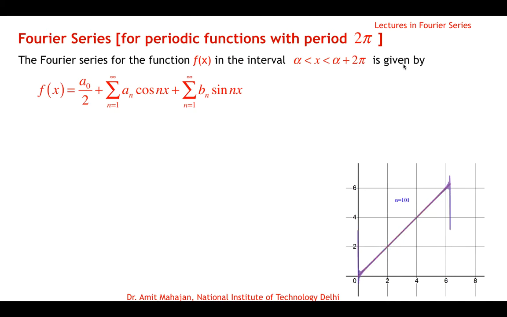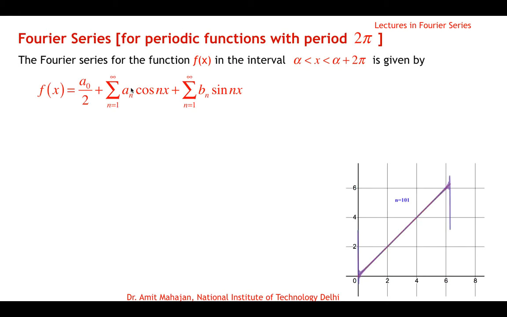2 pi is given by this series, where alpha can be any number and the period of this function is 2 pi. Then the function can be expanded into an infinite series of cosine terms and sine terms. This constant is due to this summation. Basically, if I write it as n from 0 to infinity, then this term will come here.